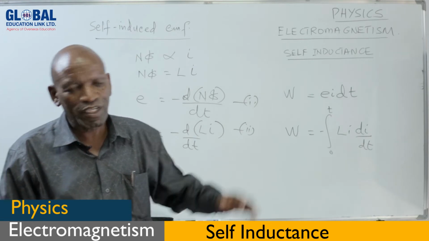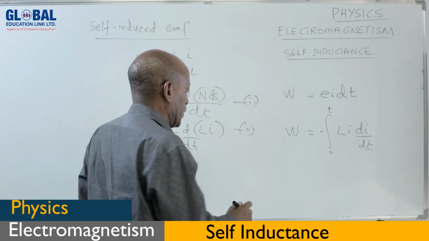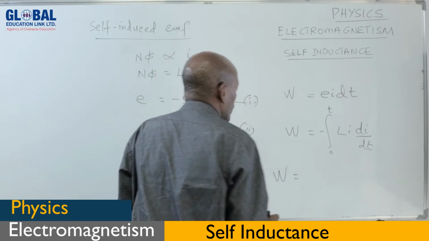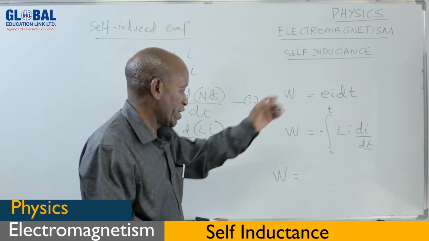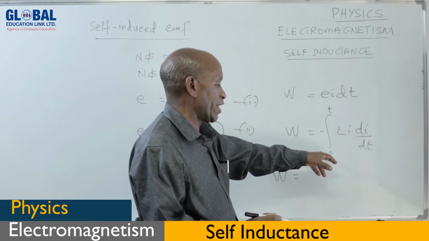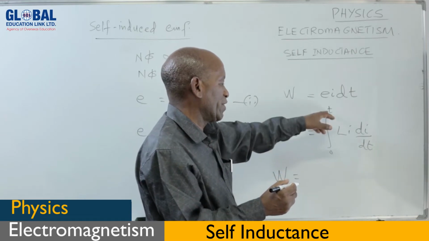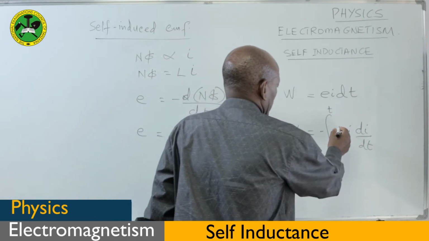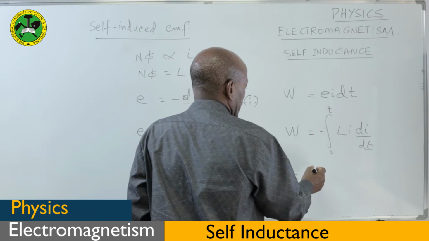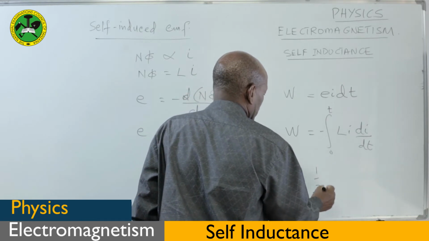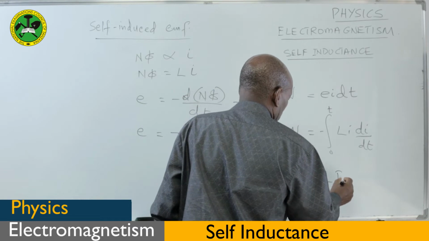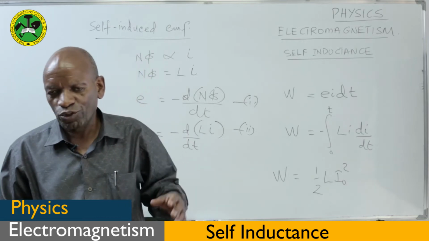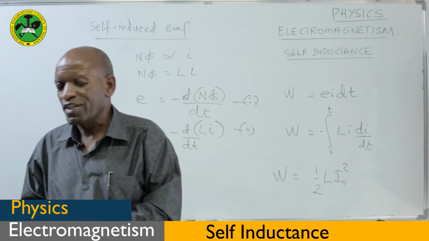As we derive the whole of this expression, we end up with the total work done. From time 0, the initial current was 0, and at time t the current is I naught. L being a constant can be taken outside, and you eventually get one half L I naught squared, being the energy stored in an inductor. The total work done is equal to the energy stored in an inductor.